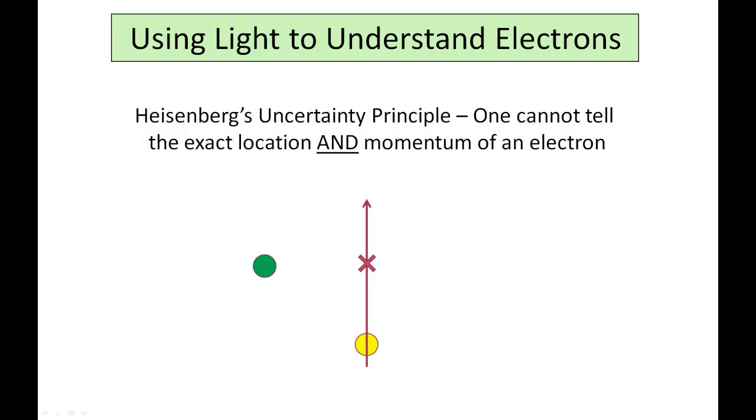The last theory that helped us develop the quantum mechanical model was Heisenberg's uncertainty principle. He stated that one cannot tell the exact location and momentum of an electron. You see, on the right we have an electron, a yellow electron. On the left we have a photon. And the only way we can see the location of an electron is to hit it with that photon. But as you see, as we hit the electron, it takes it off its original course. So we might know where its location was, but we have no idea where it's going next.